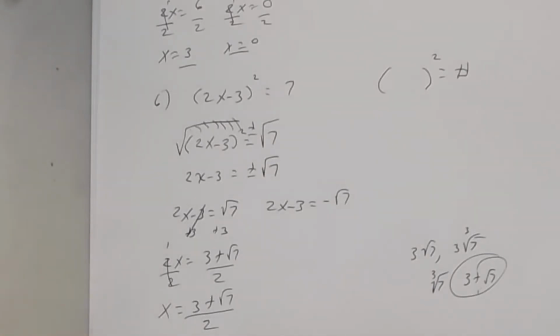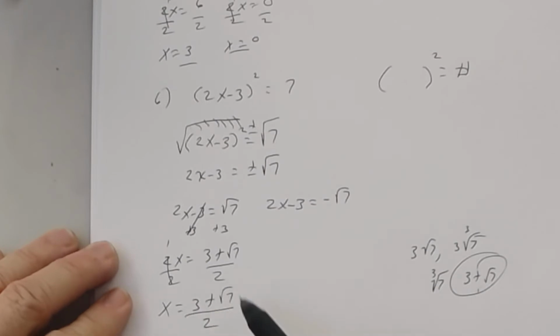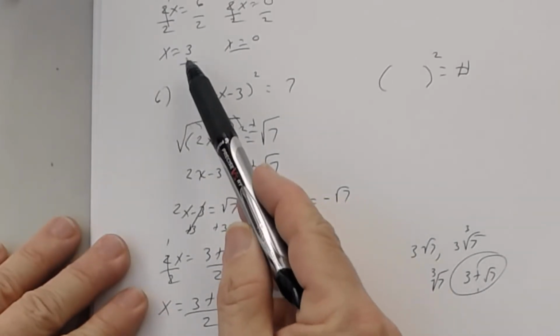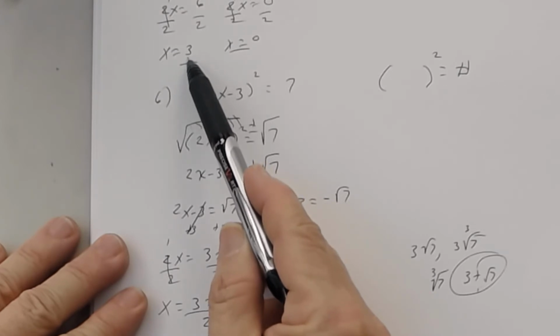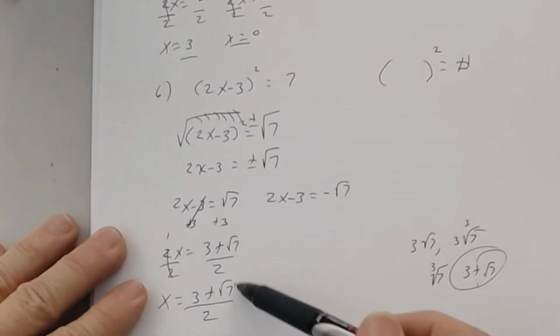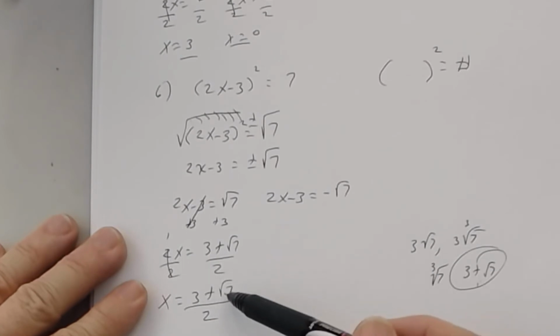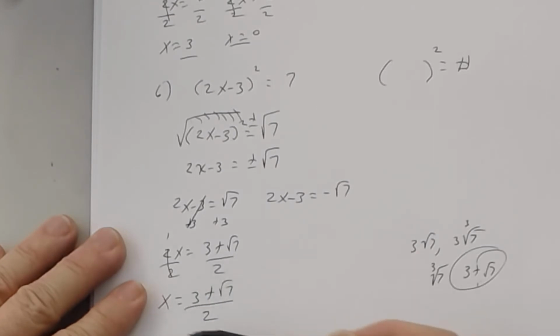It looks different than the other one. So you see how this solution right here looks different than this solution? See, that was a nice looking number right here. x equals 3. 3 is a rational number. Rational. You see this right here? That square root of 7? The square root of 7 is an irrational number. So that's the reason why it looks like this.